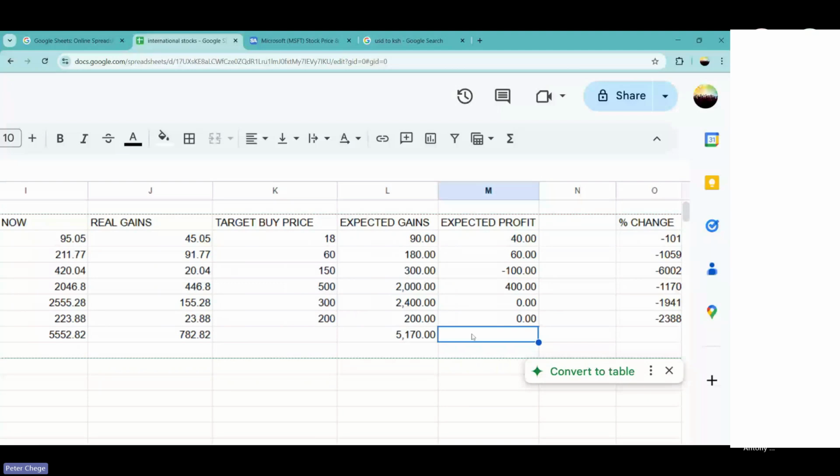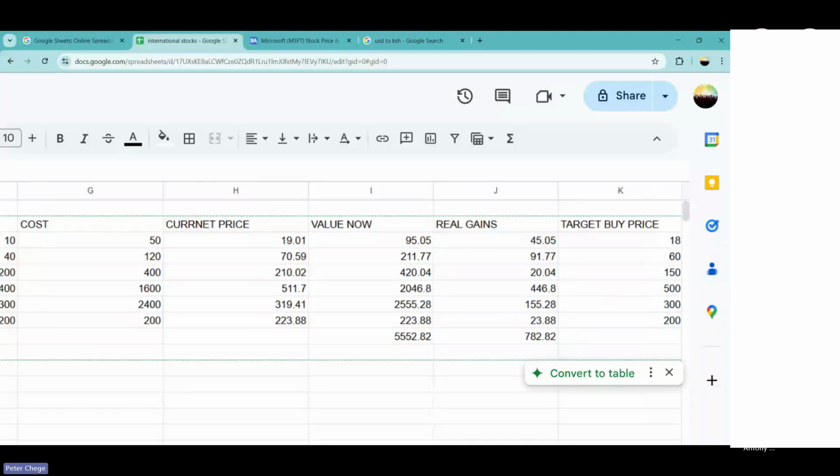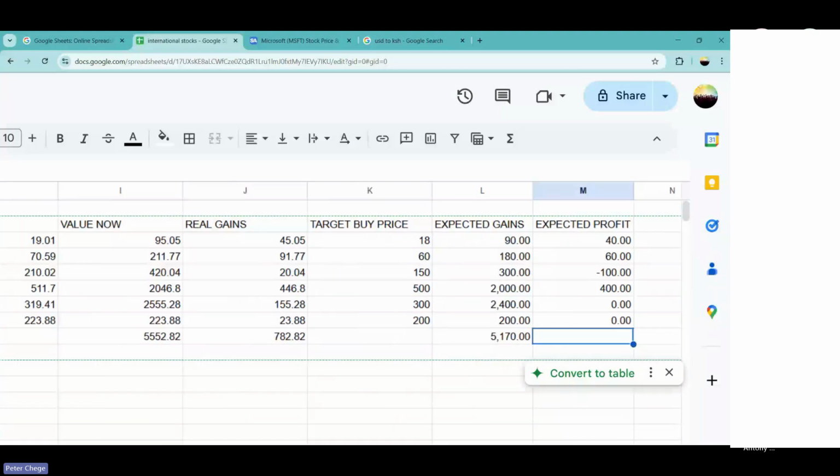I think for this other one, I will just explain. So you have the real gains and you have expected gains. I think this is wrong. It's supposed to be on this.